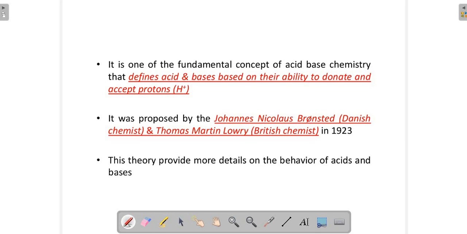So a question can arise from here: who proposed this theory? The answer is Johannes Nicolaus Bronsted and Thomas Martin Lowry proposed this theory, and in which year? In 1923. This theory provides more details on the behavior of acids and bases. Why am I saying this? Because in our previous lecture on Arrhenius theory we have already seen that the Arrhenius theory is limited to aqueous solutions, while this theory provides details on the behavior of acids and bases in non-aqueous solutions also. Now let's move to what are Bronsted-Lowry acids and what are Bronsted-Lowry bases.